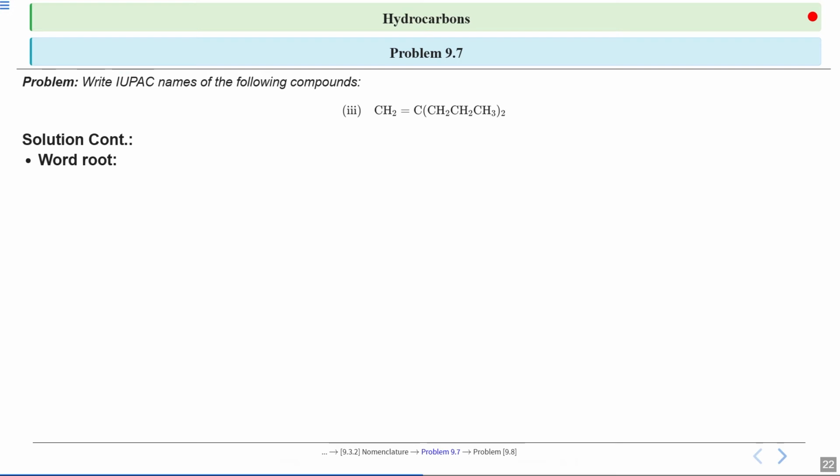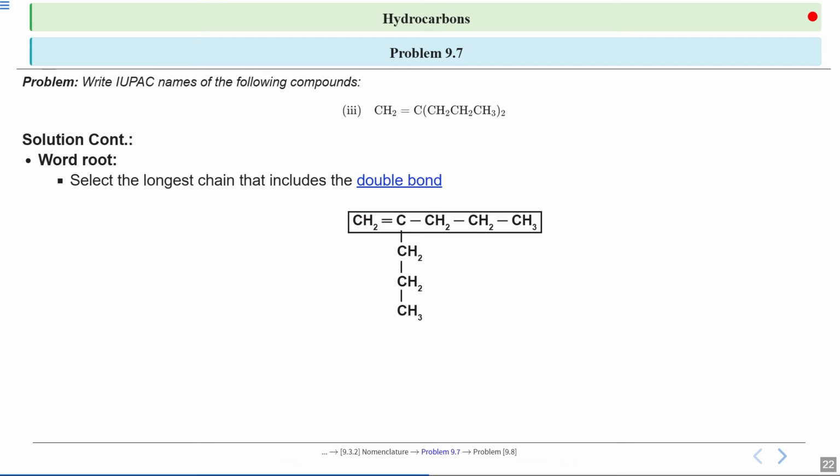Next we have the word root. You have to decide the longest carbon chain that contains the double bond. This is important because the presence of a double bond affects the naming of the compound, indicating unsaturation. Now, if you are selecting the longest chain, then you will see that this is the longest chain possible, which is being squared here. What is the counting of the carbon? It is 5, so the word root is pent.